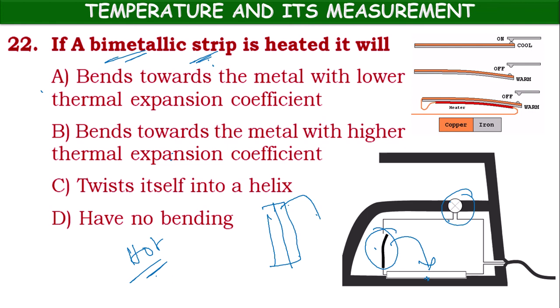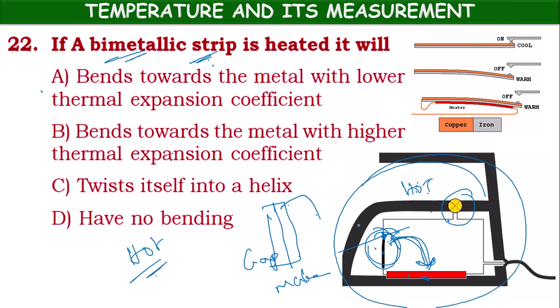When the switch is on, after some time it becomes very hot. So this bimetallic strip bends towards the metal with higher thermal expansion coefficient. So here this circuit will break. Some gap will come here. This circuit will break. Again it will become cool, which means it will bend away from this metal. Again the circuit will be made. Again the bulb will glow. Again it will become hot. Like that, it's a continuous process.